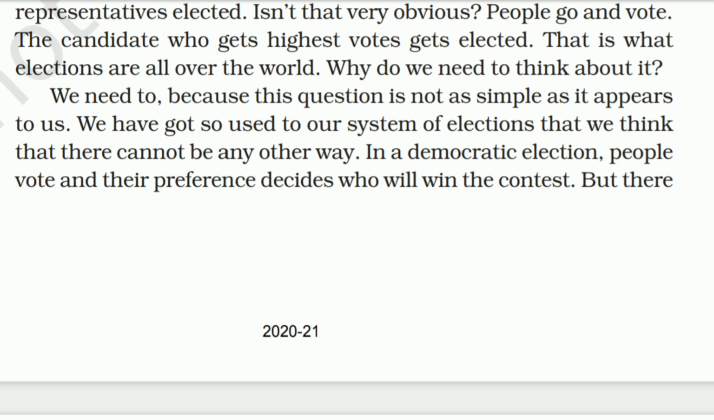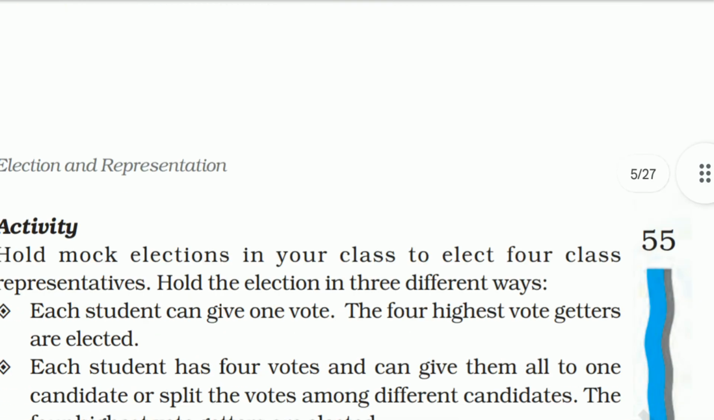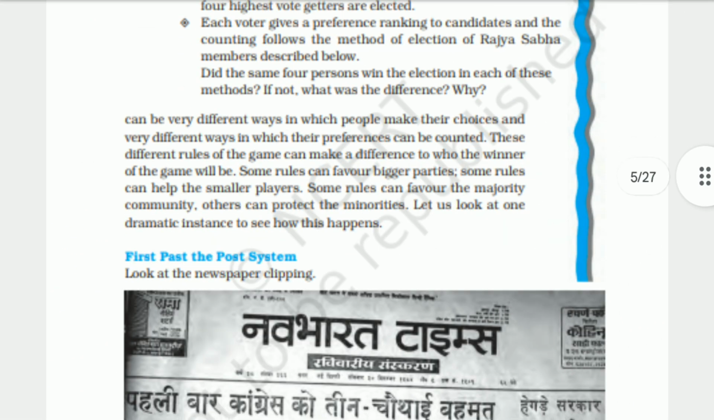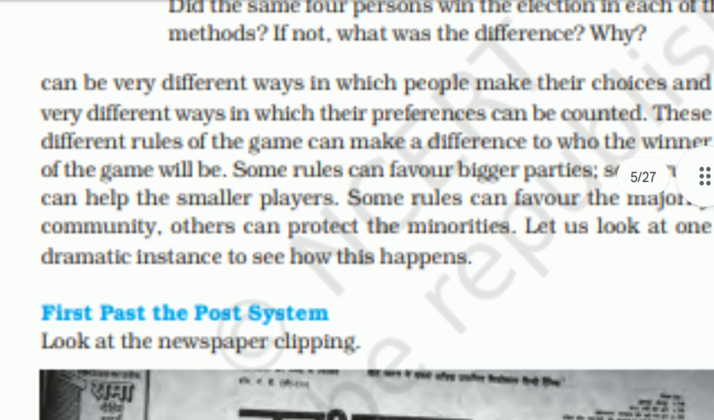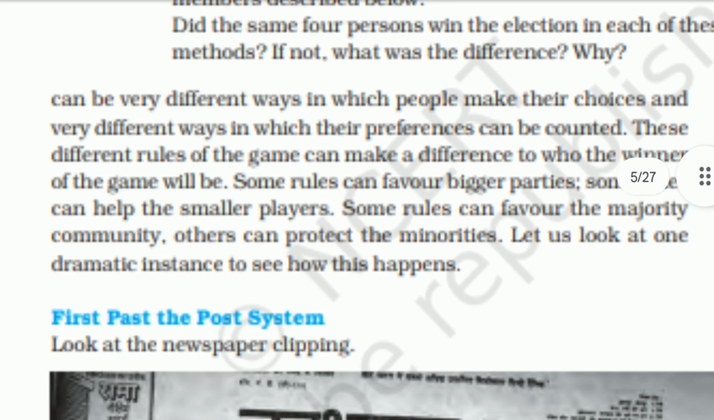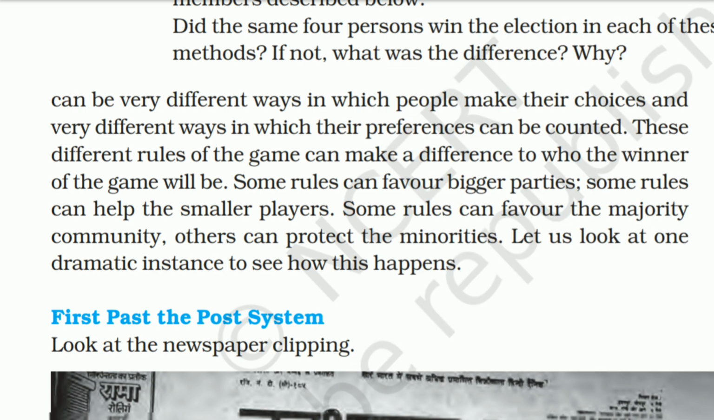In a democratic election, people vote, and their preferences decide who will win the contest. But there can be very different ways in which people make their choices and very different ways in which their preferences can be counted. These different rules of the game can make a difference to who the winner will be. Some rules can favor bigger parties, some rules can help the smaller players, some rules can favor the majority community, others can protect the minorities. Let us look at a dramatic instance to see how this happens.